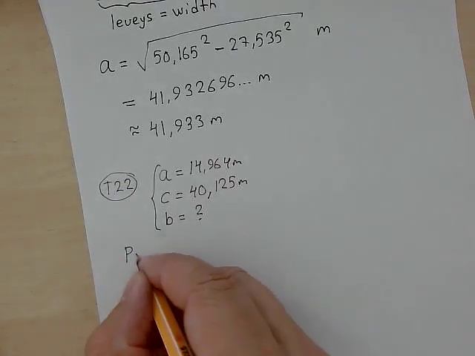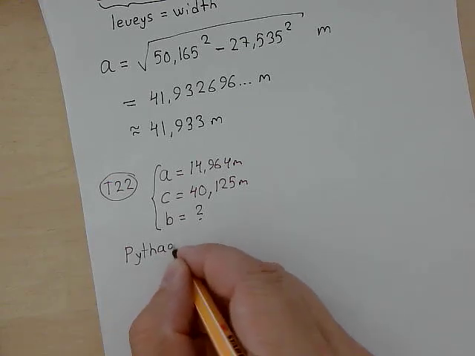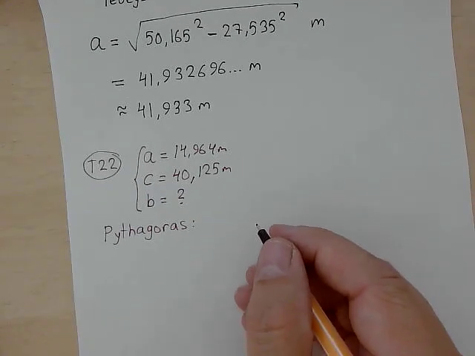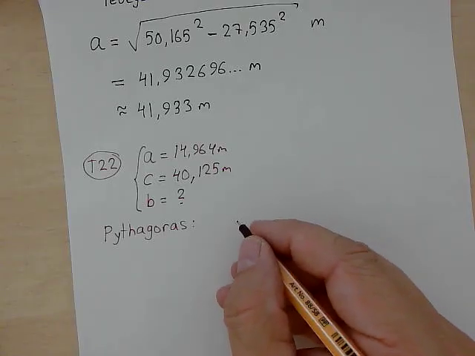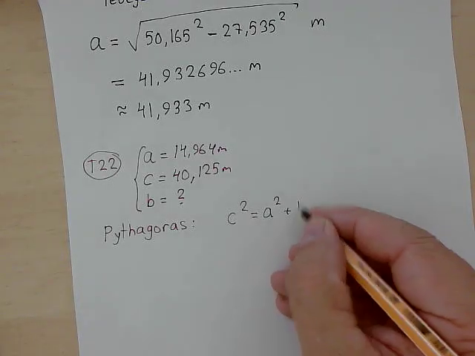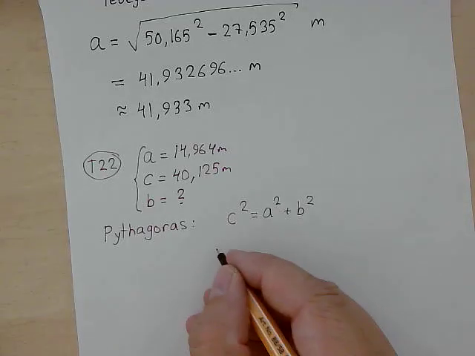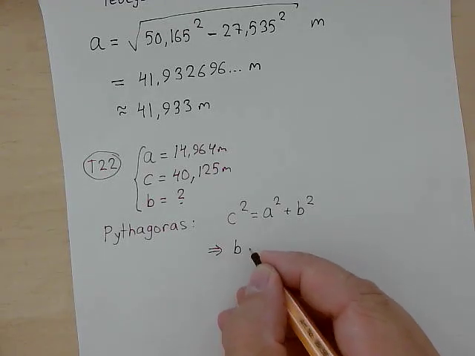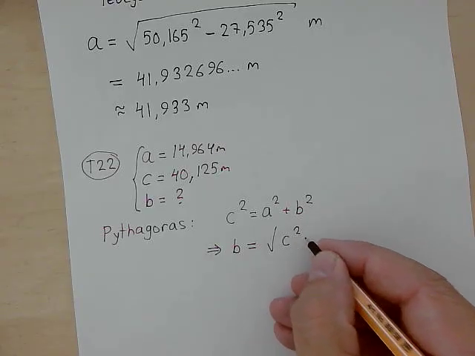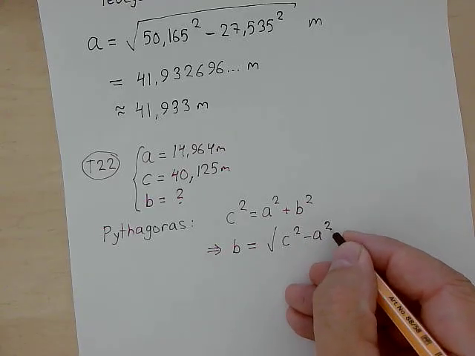So nothing new in this. Pythagoras said that, well, I will put the original formula there, and then we may solve the problem so that B equals the square root of C squared minus 8 squared.